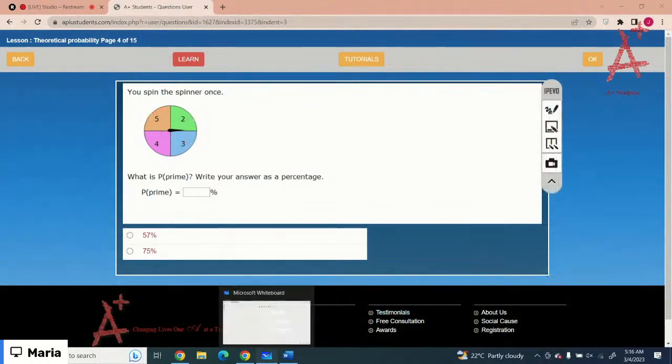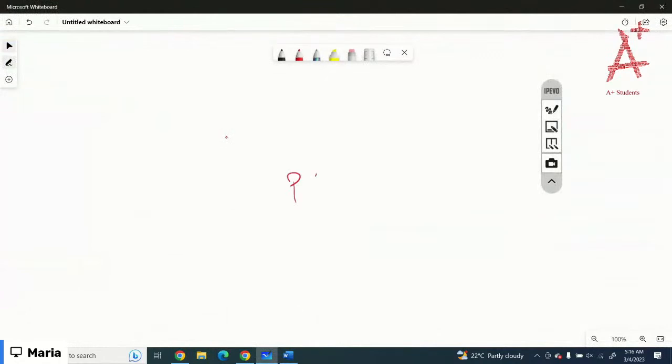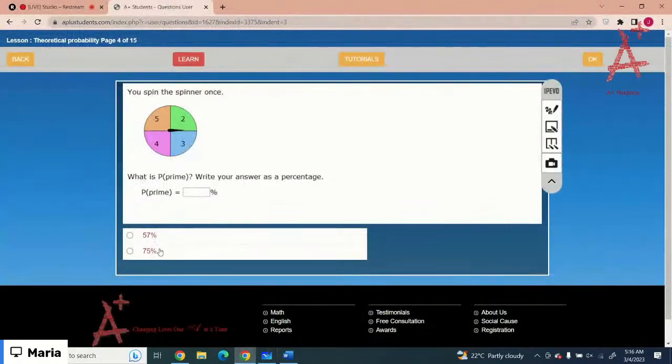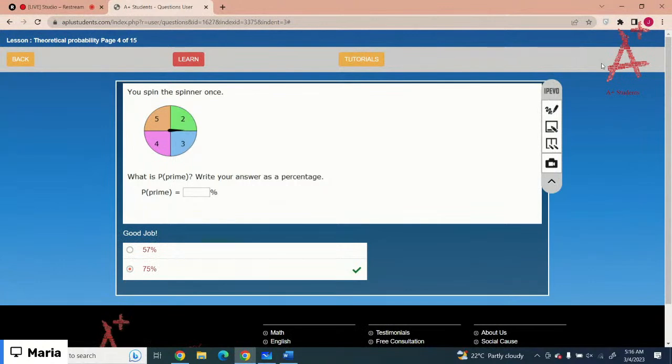Got it? You have to write the answer in percentage form, so just multiply it by 100. 100 times 3 is 300, and 300 divided by 4 is 75%. That means the probability of getting prime is 75%. Just calculate the probability and multiply it by 100, and it will be in percentage form. Got it?